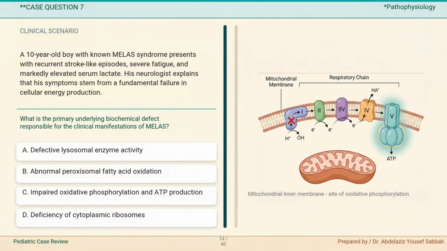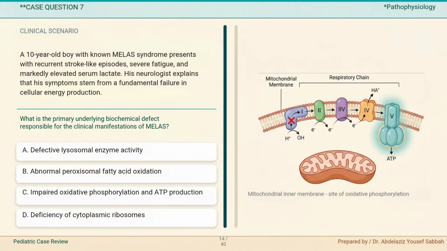Our seventh case. A 10-year-old boy with known MELAS syndrome presents with recurrent stroke-like episodes, severe fatigue, and a markedly elevated serum lactate. His neurologist explains that his symptoms stem from a fundamental failure in cellular energy production. The question is, what is the primary underlying biochemical defect responsible for the clinical manifestations of MELAS?